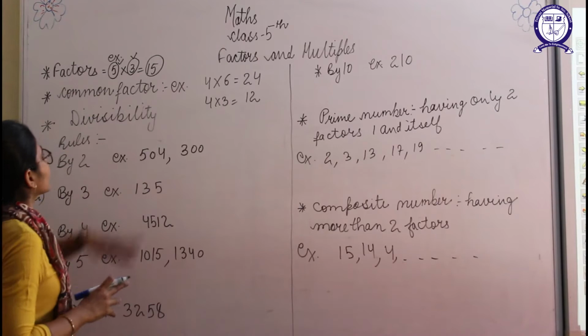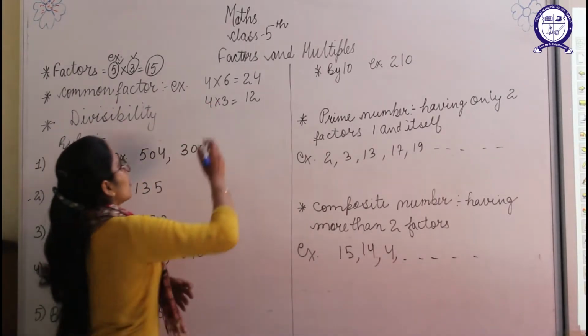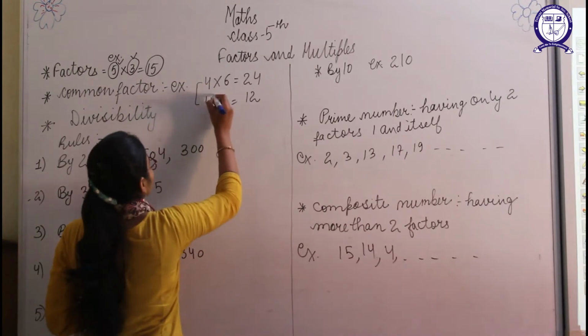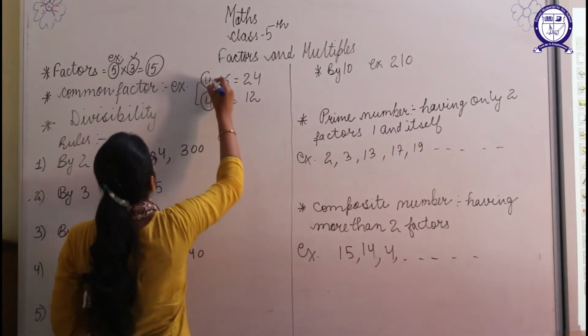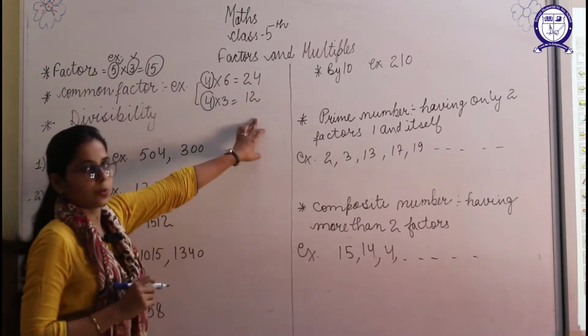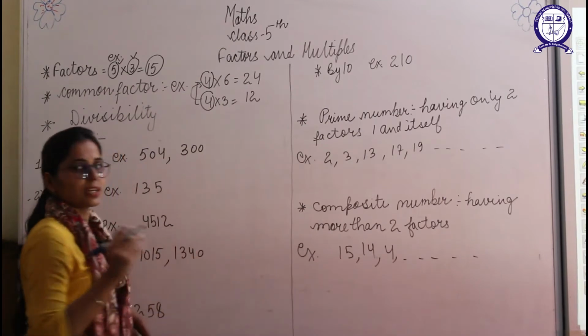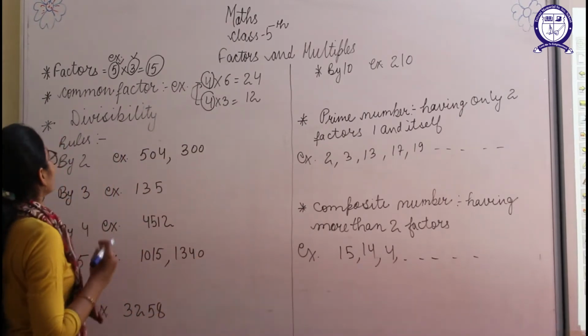Now common factors. When we have two numbers and a number is common between them, then that number is a common factor. Like 4 6s are 24, 4 3s are 12. So 4 is present in both the numbers. So 4 is the common factor of 12 and 24.